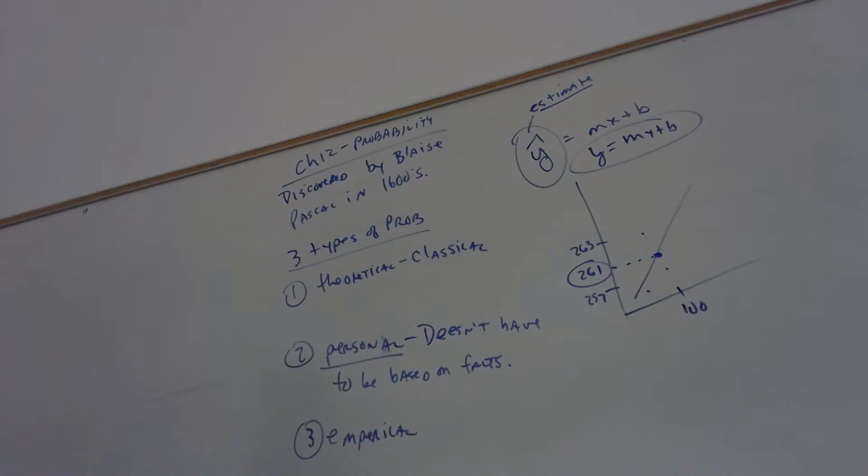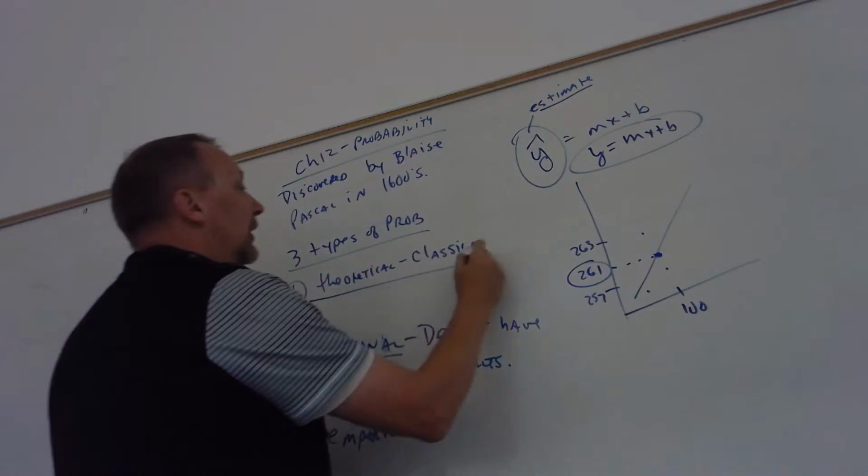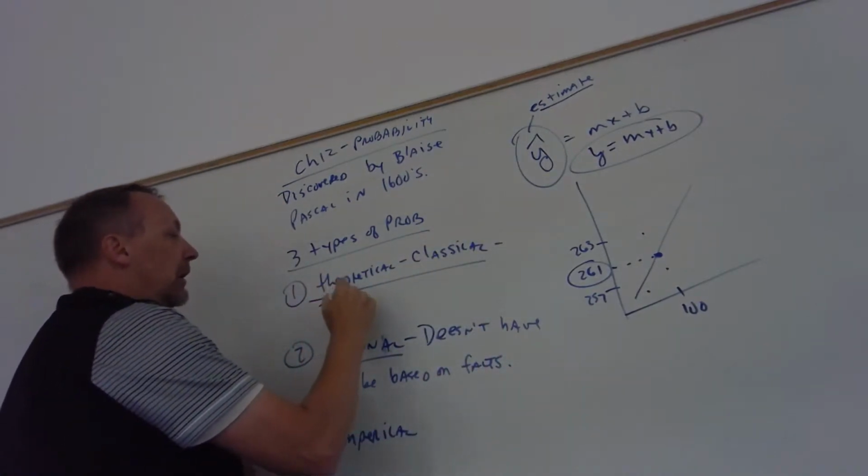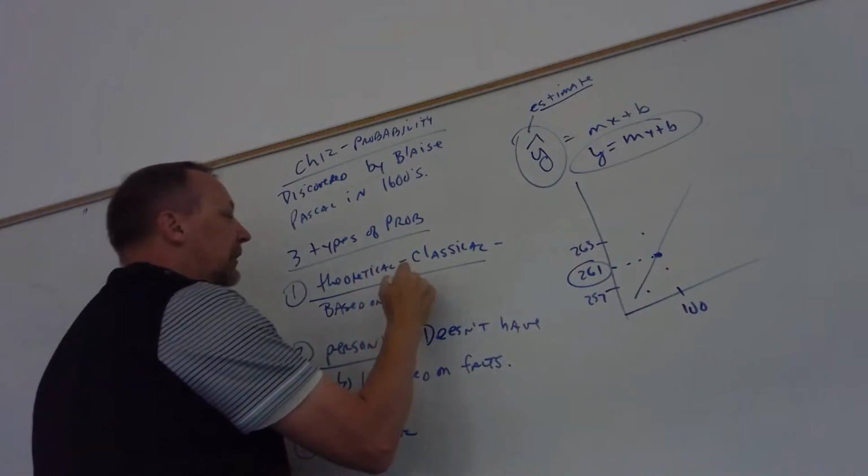Now, let's say that I have a coin here. I'm just going to flip a coin. What's the probability it comes up heads, Kennedy? 50%. How did you come up with that? Because there's only two sides, two sides and one head. So the idea with a theoretical or classical probability is that it's based on rules.